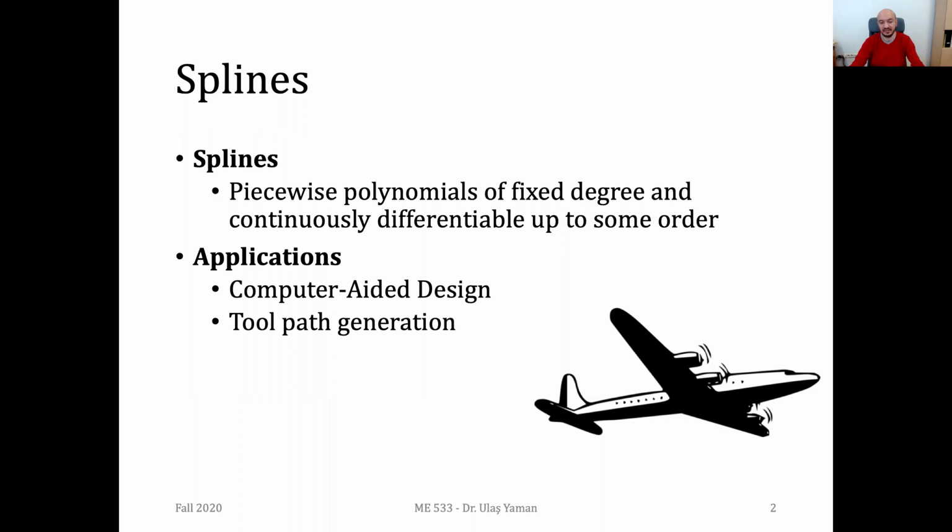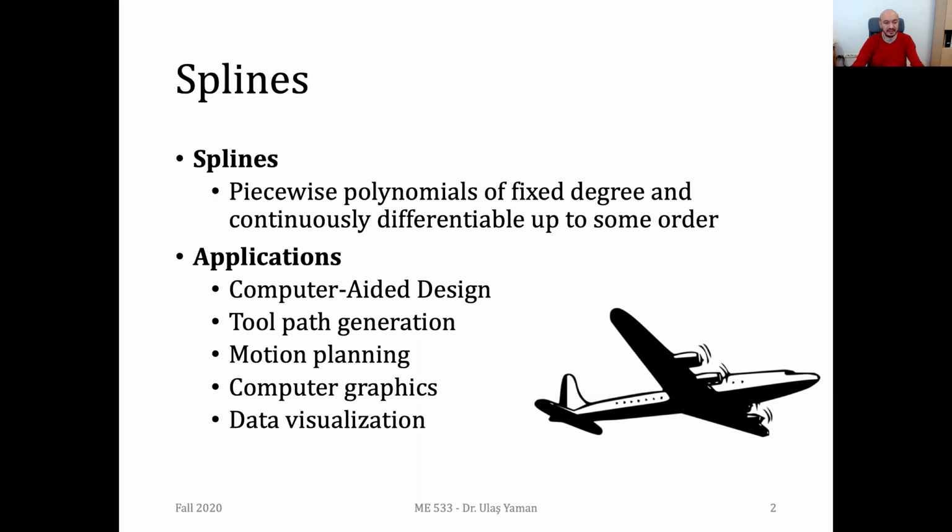You can also use it for toolpath generation for CNC machining or additive manufacturing. We do sometimes use it for motion planning of robots, industrial or agricultural, or autonomous robots, autonomous cars. You can further use it for computer graphics, and this is one of the most common usage areas. We try to represent the objects by using splines. And for visualization of data, you may again use splines. You may fit a spline to data and comment on the behavior of your data.